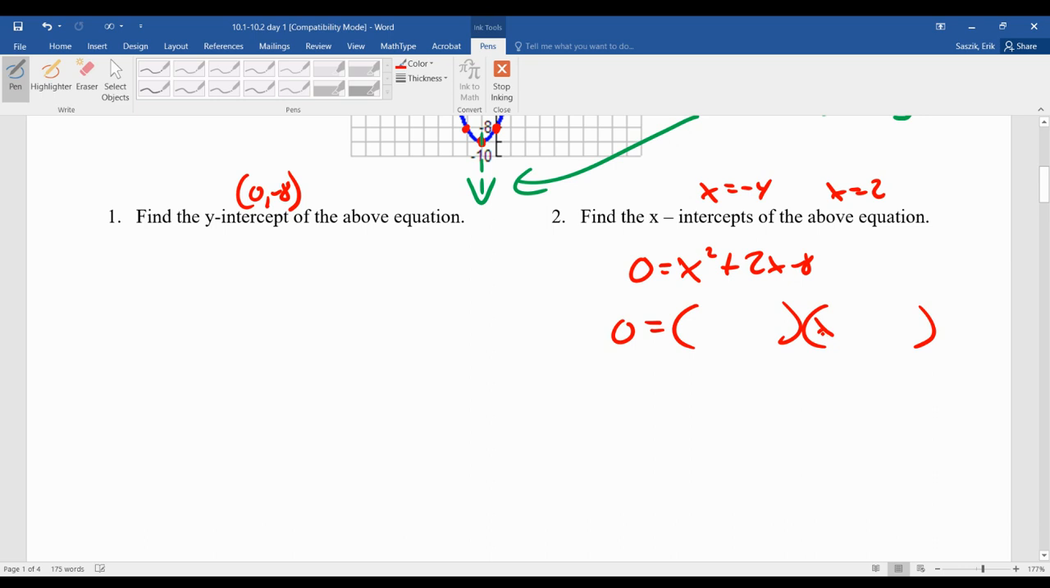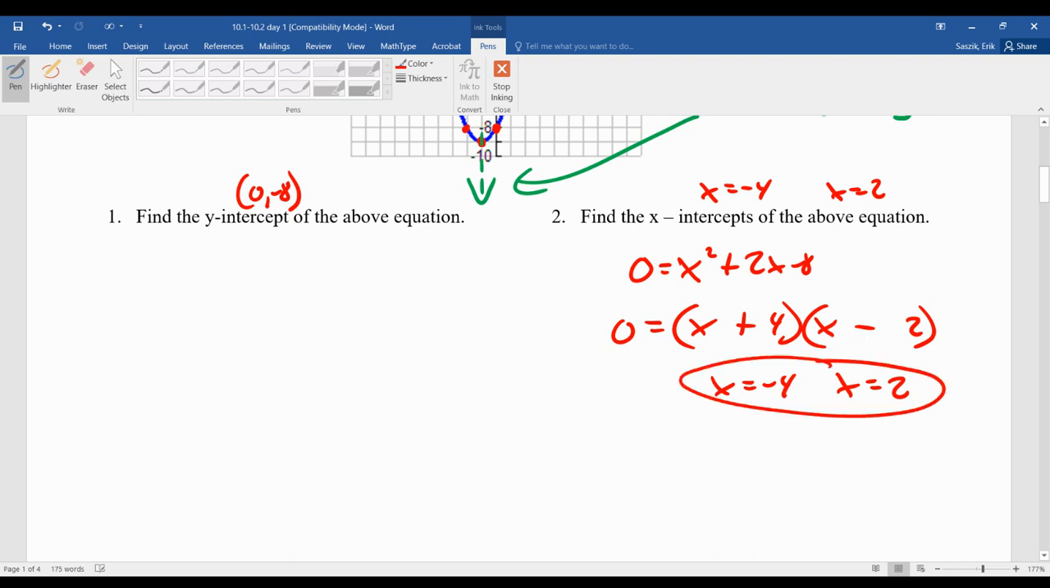We could factor this. I'm going to use 4 and 2. Sorry, going a little bit too fast there. Obviously, to make this come out to 0, that should be a 2, and this should be a -4. And you see how these match these. Here, we just saw it from the graph, but if we didn't have the graph in front of us, we could easily find the solutions by doing the quadratic formula or factoring.